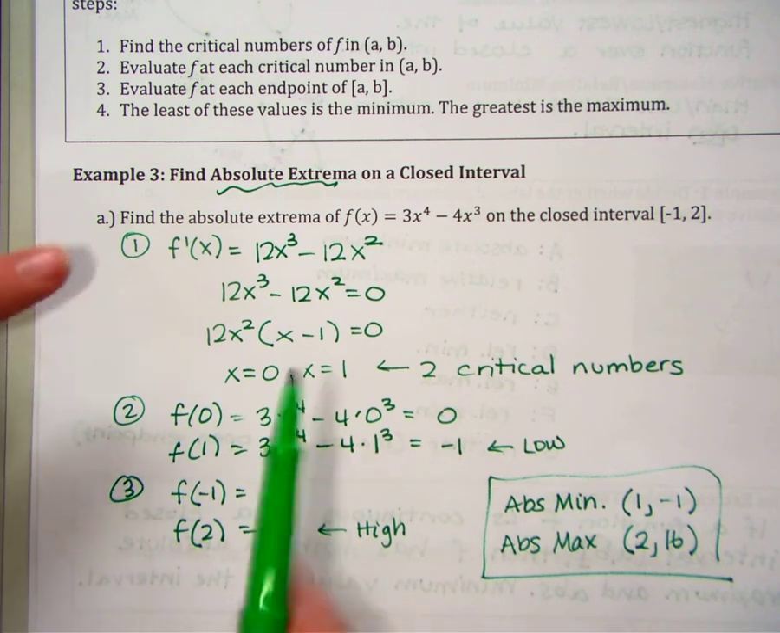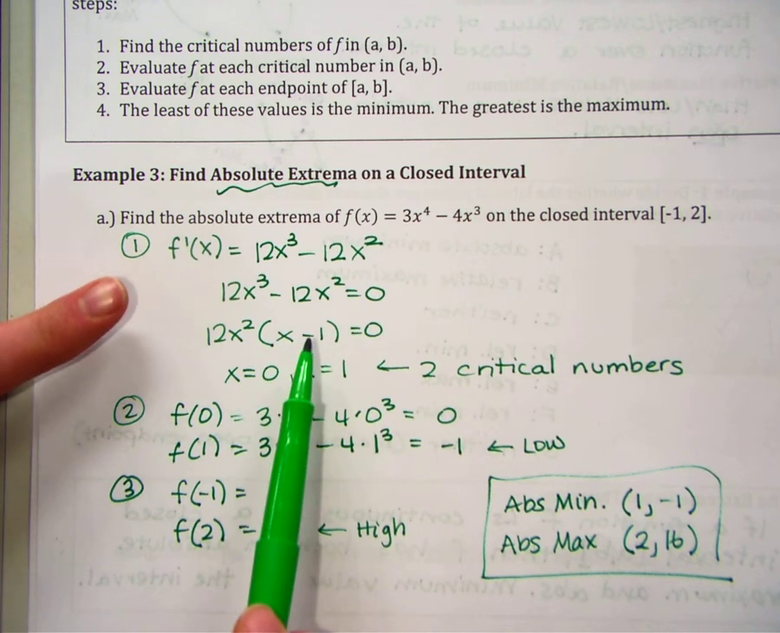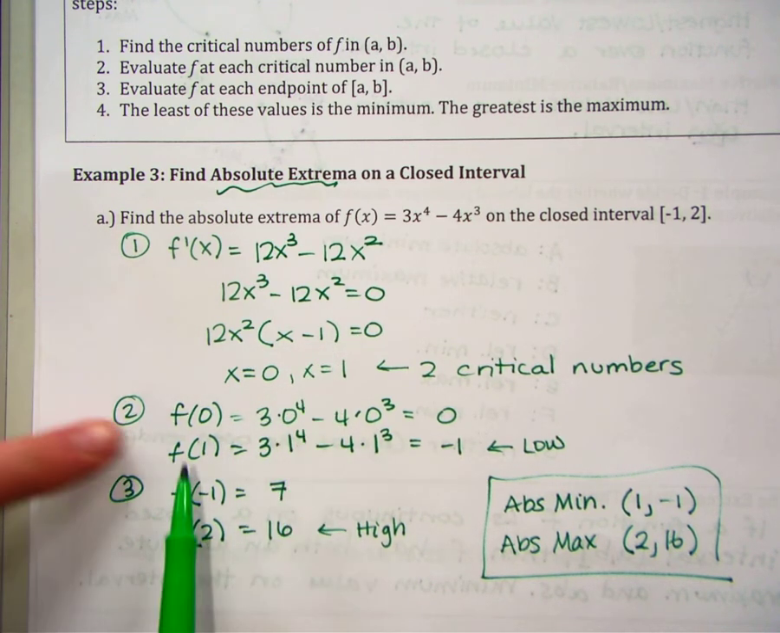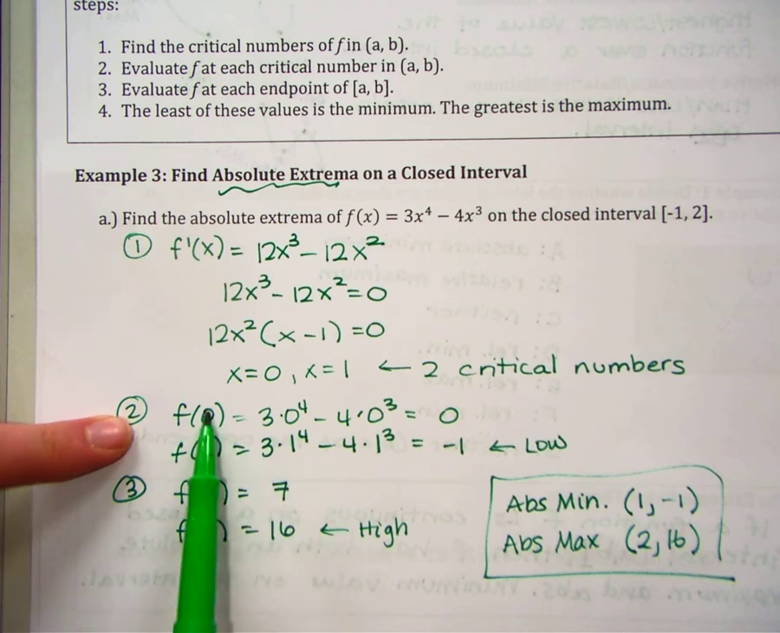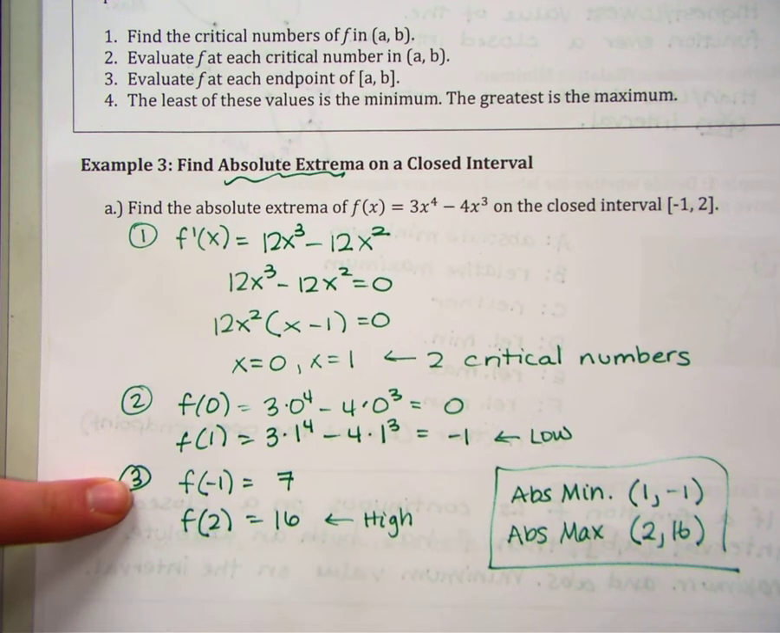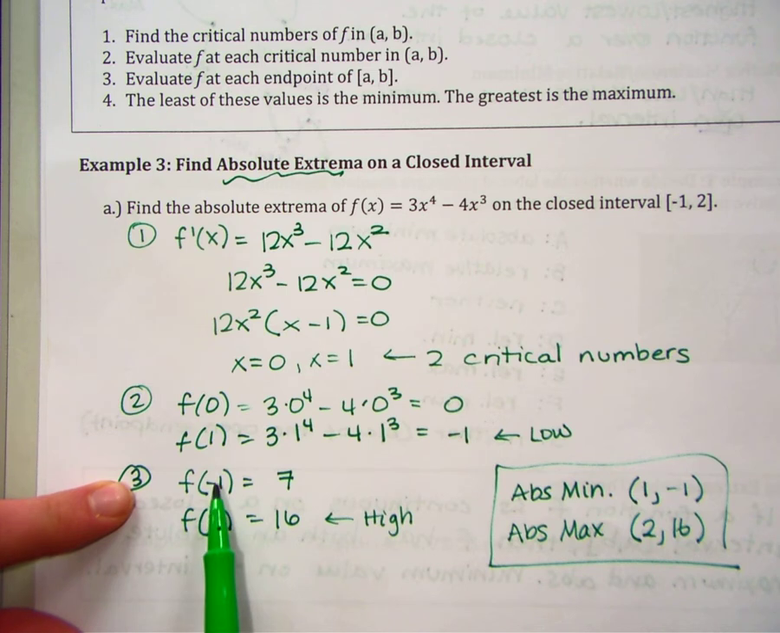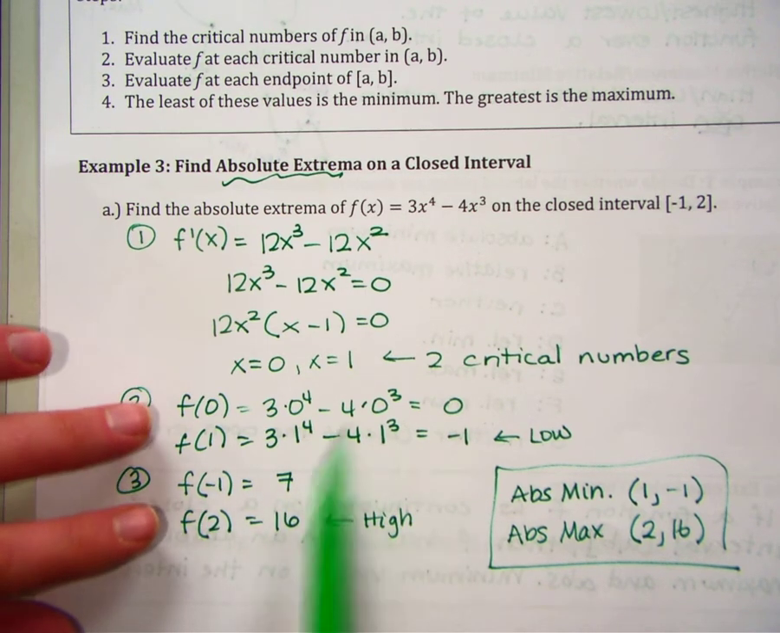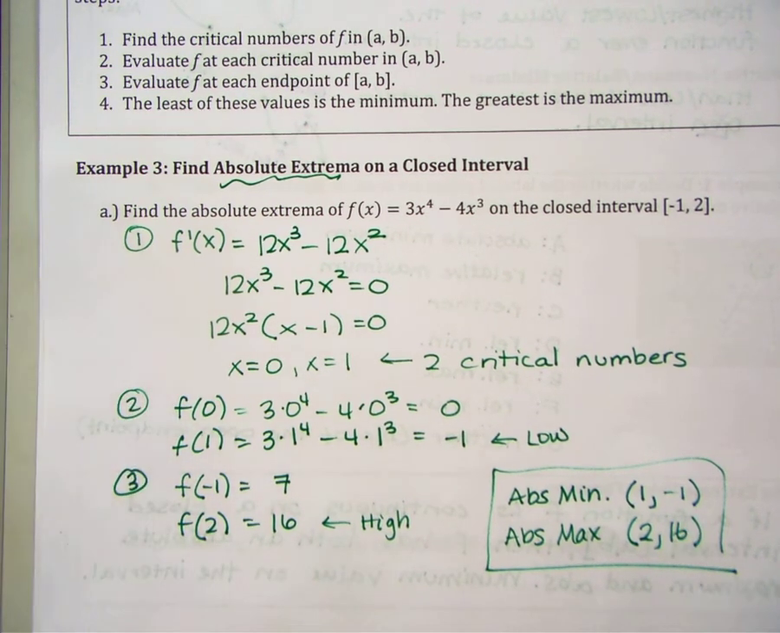Always the same procedure. Find your critical numbers, either where the derivative is 0 or undefined. Evaluate your original function at those critical numbers. Evaluate your function at the endpoints. And then for whatever numbers you've generated, determine the high or low to determine your solution.